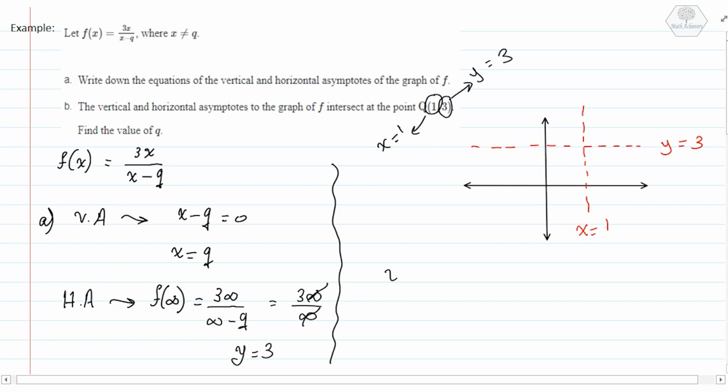We've said before that I have x minus q is equal to 0 to find the vertical asymptote. Since I know my vertical asymptote from what's given in section B, I simply substitute 1 for x. So 1 minus q is equal to 0, giving us q is equal to 1. And by this, we solved our question. In this topic, the most important thing to find the asymptotes, sometimes you have to find intersections in the graphs, and that's it.